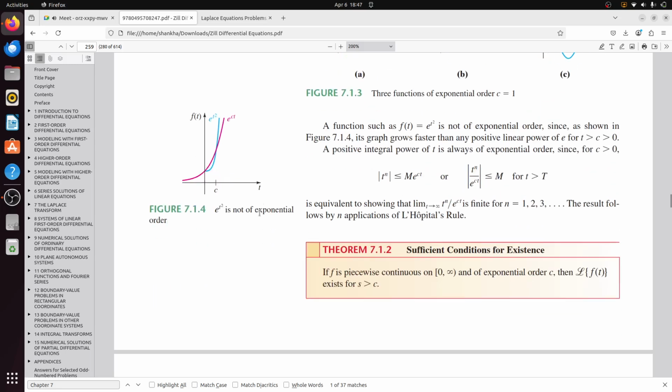Okay, so these are the sufficient conditions for existence. If f is piecewise continuous on [0, infinity) and of exponential order c, then the Laplace transformation of f(t) exists for s greater than c. This is the sufficient condition for existence.